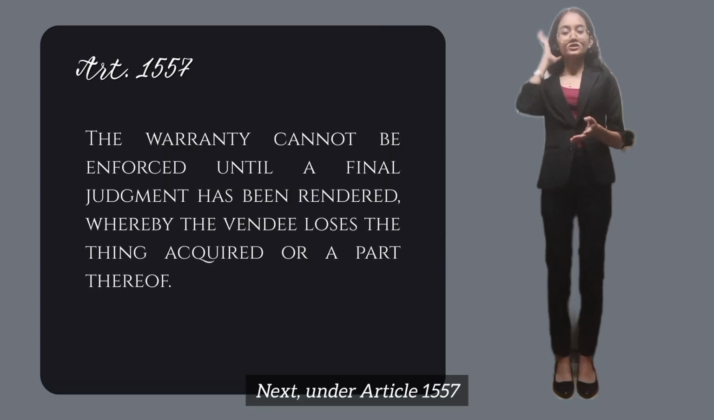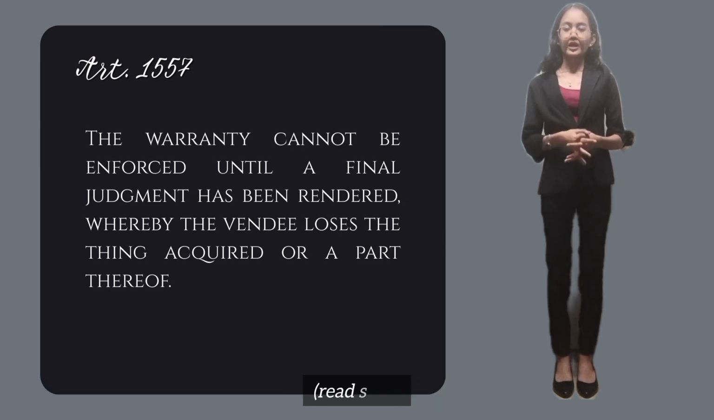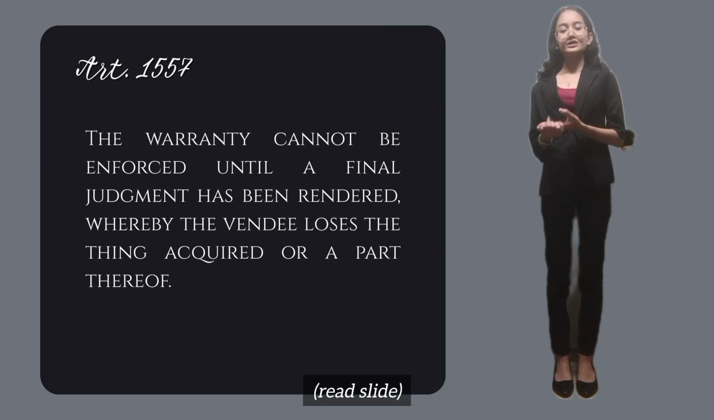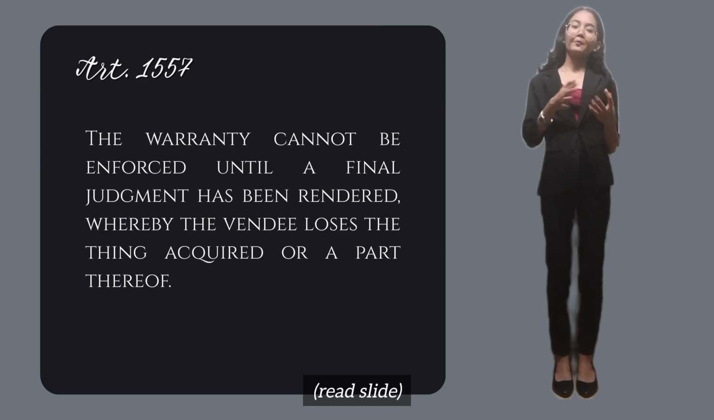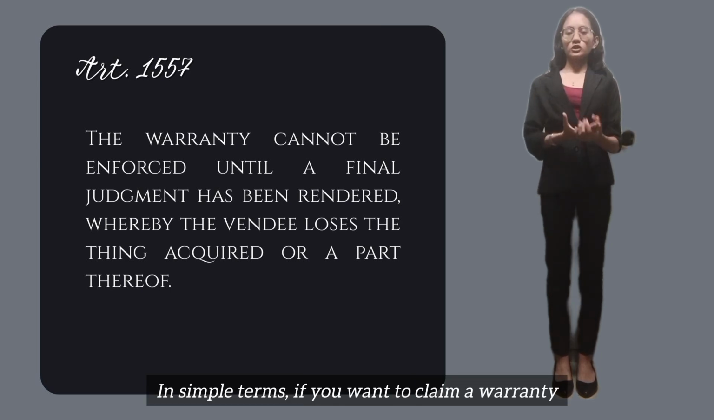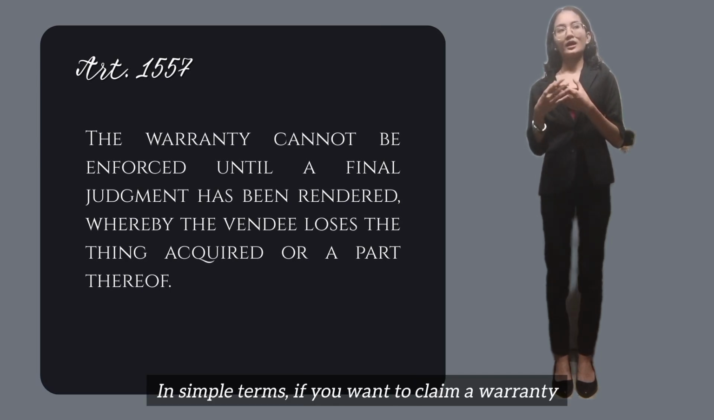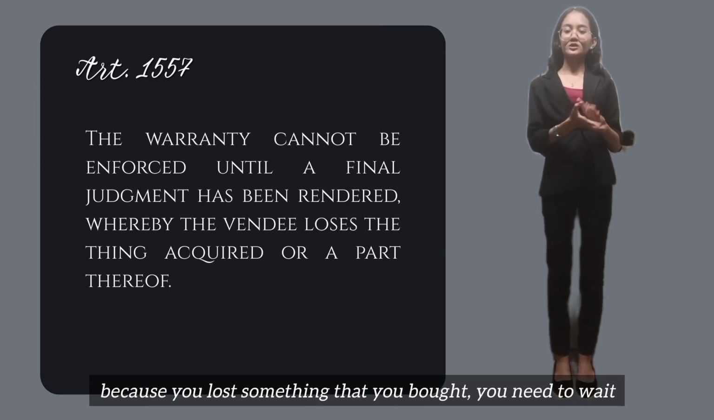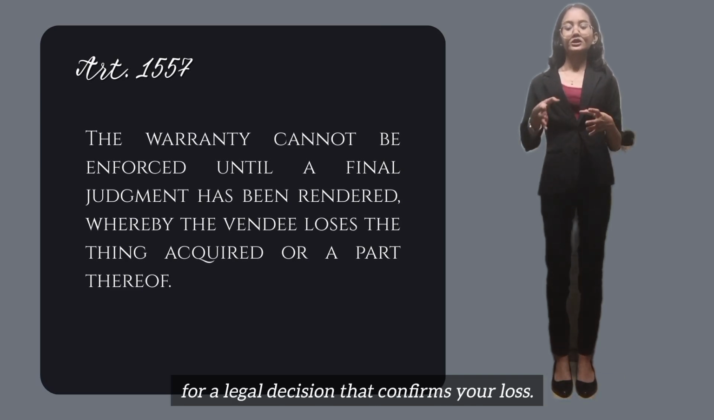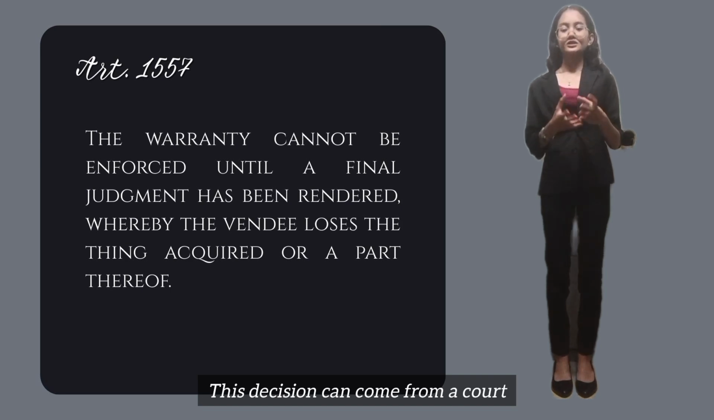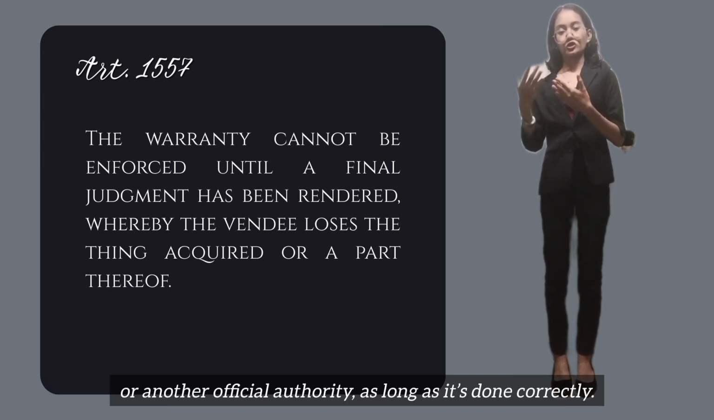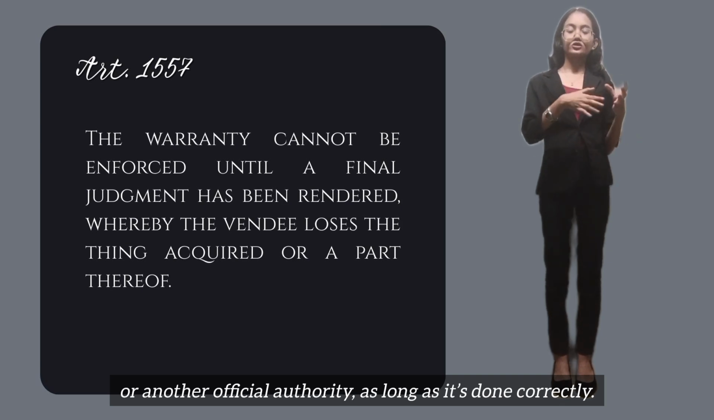Next, under Article 1557, the warranty cannot be enforced until a final judgment has been rendered whereby the vendee loses the thing acquired or a part thereof. In simple terms, if you want to claim a warranty because you've lost something you bought, you need to wait for a legal decision that confirms your loss. This decision can come from a court or another official authority as long as it's done correctly.